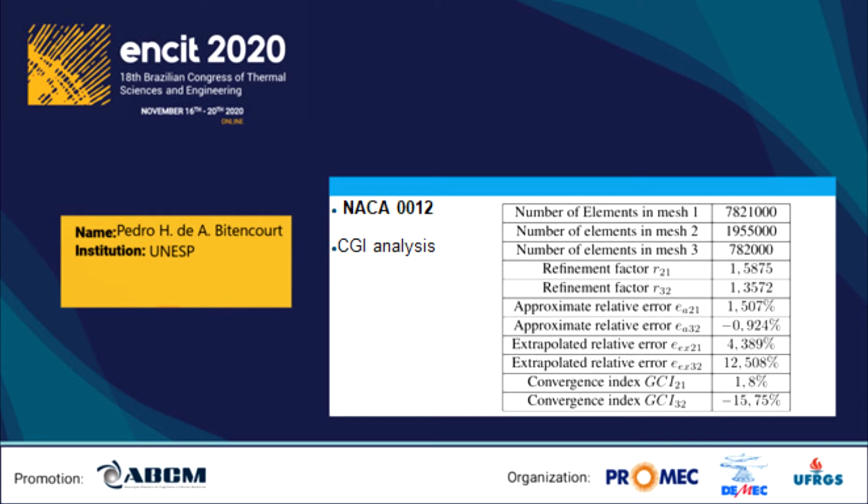So, following the methodology proposed by Celik, the grid convergence index was verified for the NACA 0012 test case generated meshes. By comparing the results presented in the table and considering the methodology proposed, we can verify that the finest grid must be used in the analysis, due to GCI 2.1 being less than 2.2% and GCI 3.2 being almost 16.